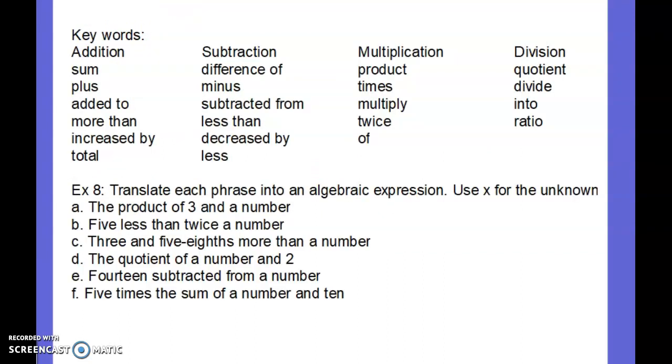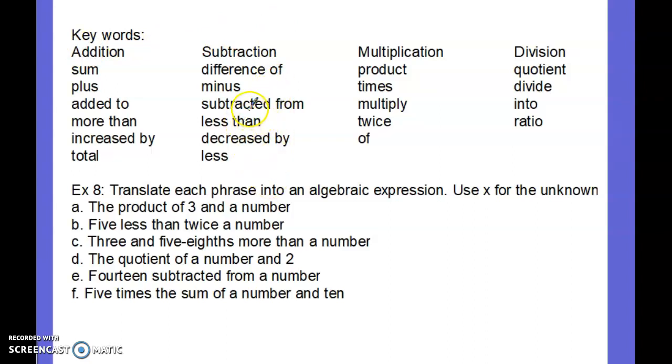And then I believe this is your last slide before you're ready for the homework. These are just a lot of keywords. I think I shared this PDF with you that you can copy this down so you don't have to write everything down. But look for keywords like sum, plus, added to, more than, increased by, or total for addition. Subtraction has all of these keywords.